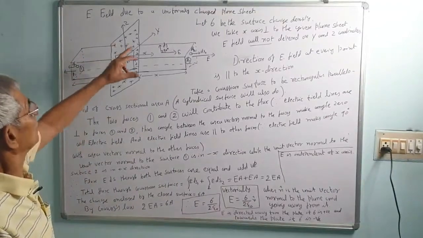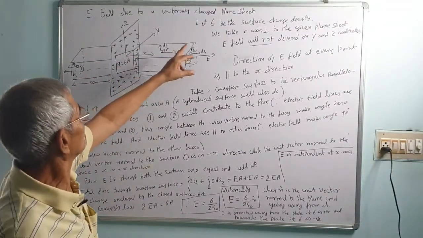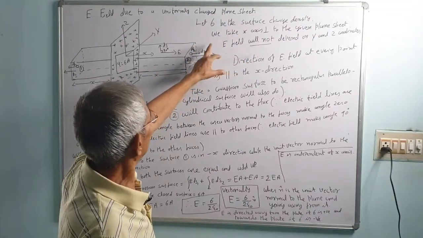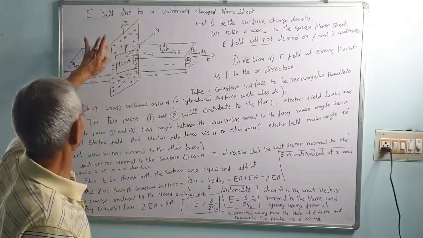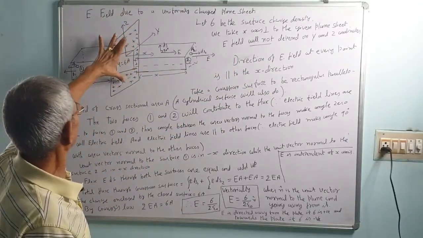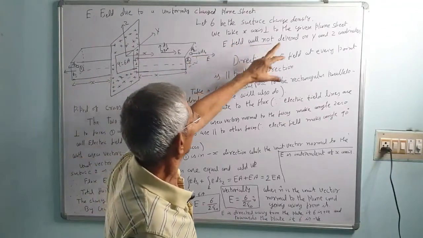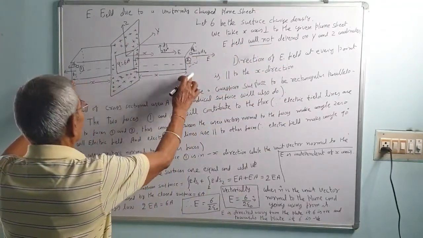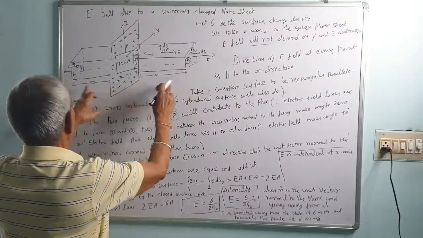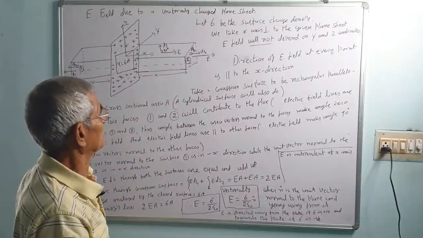Electric field due to a uniformly charged plane sheet. Let sigma be the surface charge density. We take the x axis perpendicular to the given plane sheet. This is a plane sheet, the given plane sheet, and it is a positively charged sheet. This is the x axis. This distance is 2x; on either side it is x distance, and the sheet is perpendicular to the x axis.